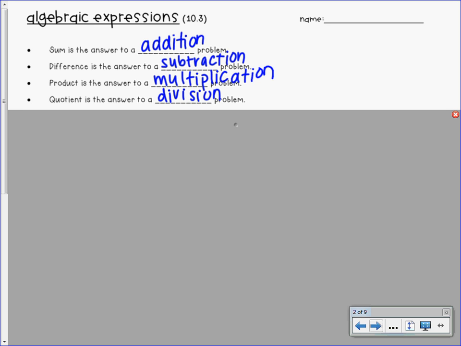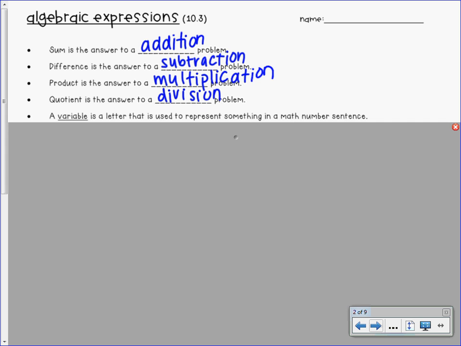Okay. If you think back, I know we did a little bit of this earlier in the year, but this chapter really focuses on taking a word problem or a situation and writing a number sentence. So that's a big part of what we are practicing today.